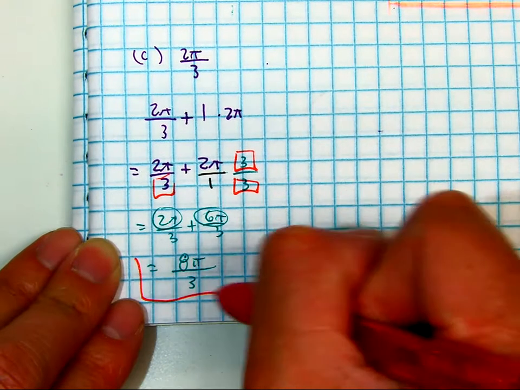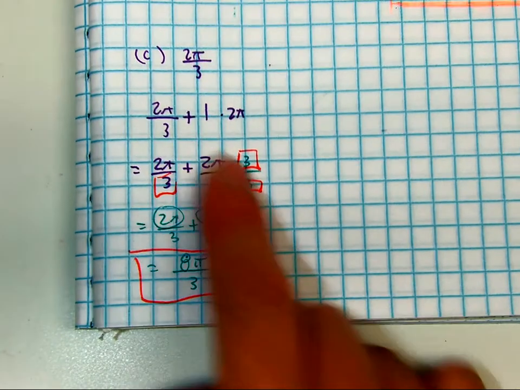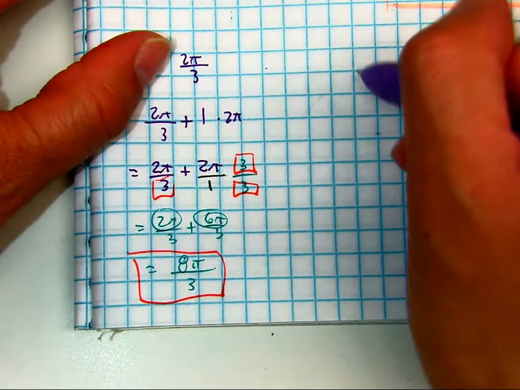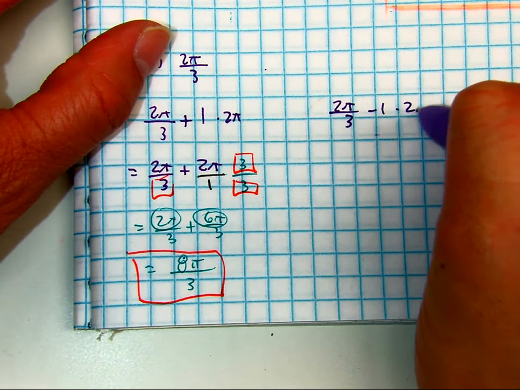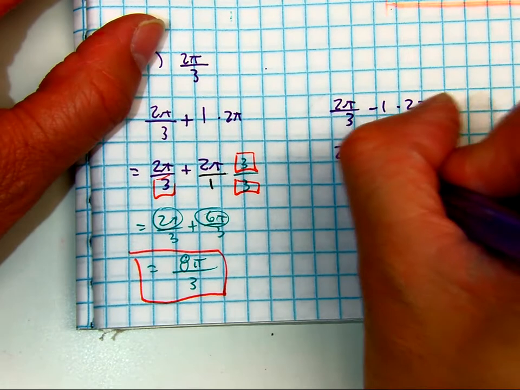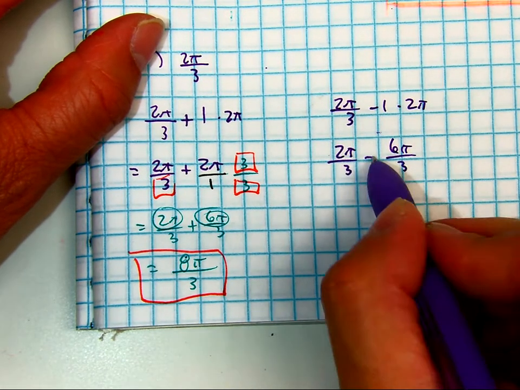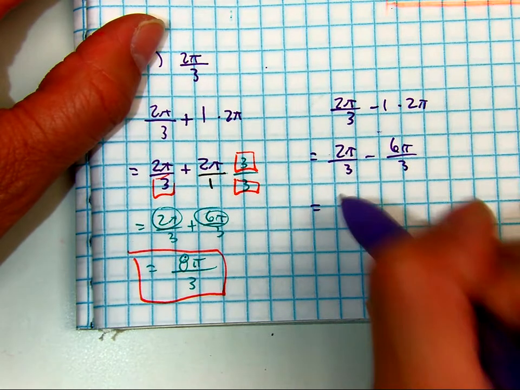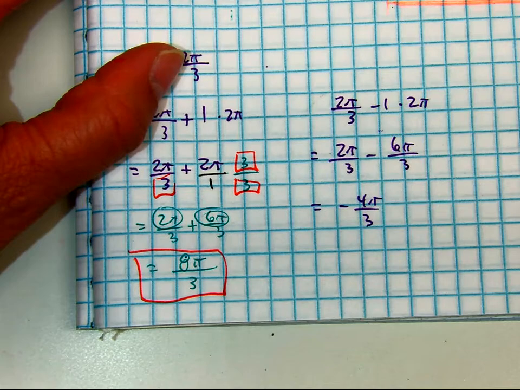Raise your hand if you got that. It's the easiest one because you're just using a full rotation of 1. Let's go ahead and do the negative one. 2 pi over 3 minus 1 times 2 pi. We already know that 2 pi is equivalent to 6 pi over 3. 2 minus 6 is? Negative 4 pi over 3 is one possible answer.